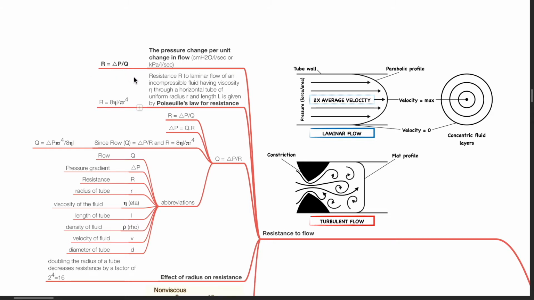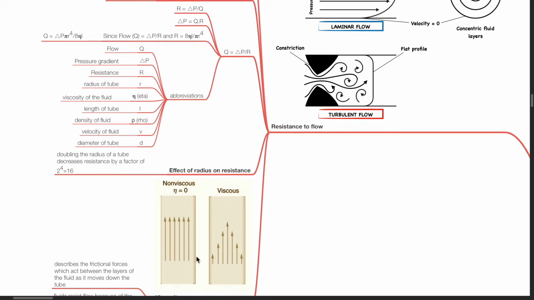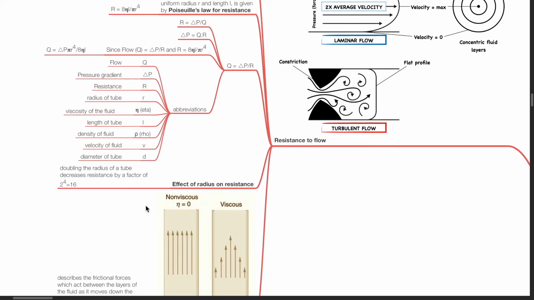Resistance R to laminar flow of an incompressible fluid having viscosity eta through a horizontal tube of uniform radius r and length L is given by Poiseuille's law for resistance. R equals 8 eta L divided by pi times r to the power of 4. These equations can be rearranged such that Q equals delta P divided by R, or delta P equals Q times R. Effect of radius on resistance. Doubling the radius of a tube decreases resistance by a factor of 16.